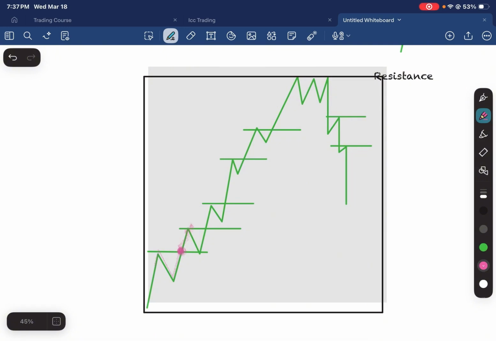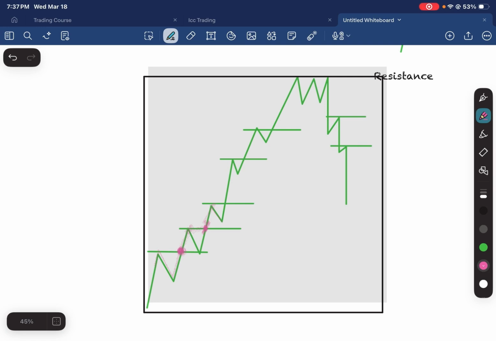So we have a resistance, price unable to go any further, comes down. Once it's broken right here and goes up, it's now a support. Same thing here: resistance, comes down, because price was unable to go up further. When it comes down to the level, or if it ever comes down to the level, it's a support.